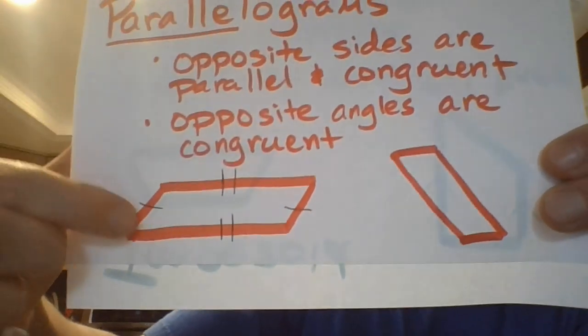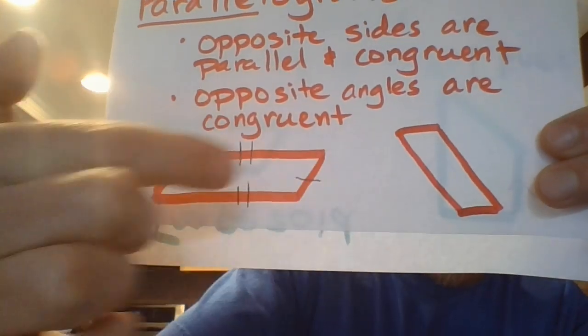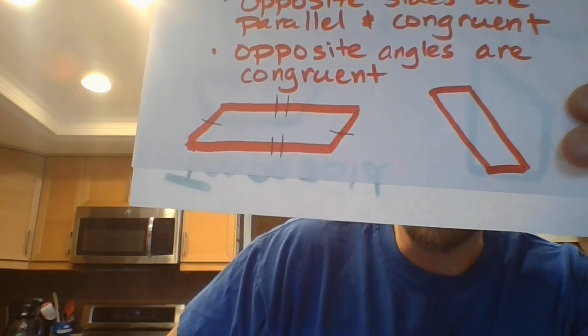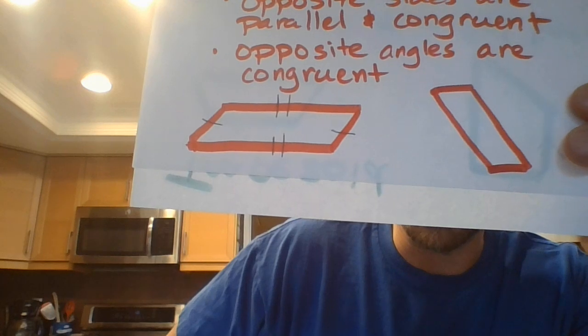A lot of times you'll see them marked with little tick marks like this, right? And I'll show you in a second here. So I put little tick marks on that. It shows you this side is congruent to that side, and this side is congruent to that side. And you can also use that parallel marker on a parallelogram as well.